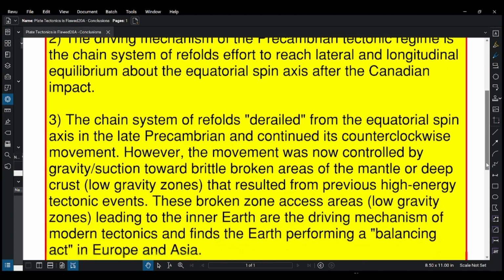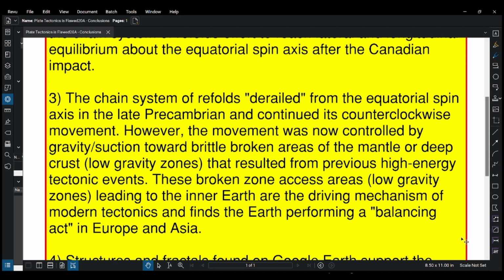3. The chain system of refolds derailed from the equatorial spin axis in the late Precambrian and continues its counterclockwise movement. However, the movement was now controlled by gravity suction toward brittle broken areas of the mantle or deep crust, low gravity zones, that resulted from previous high energy tectonic events. These broken zone access areas, low gravity zones leading to the inner Earth, are the driving mechanism of modern tectonics and find the Earth performing a balancing act in Europe and Asia.